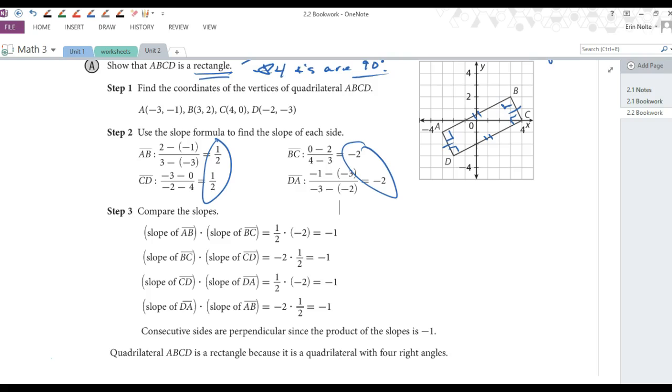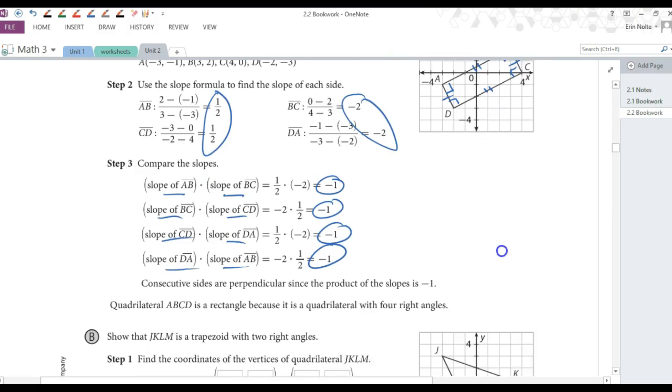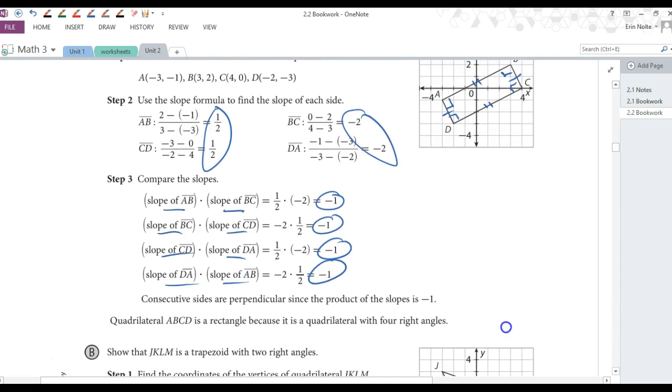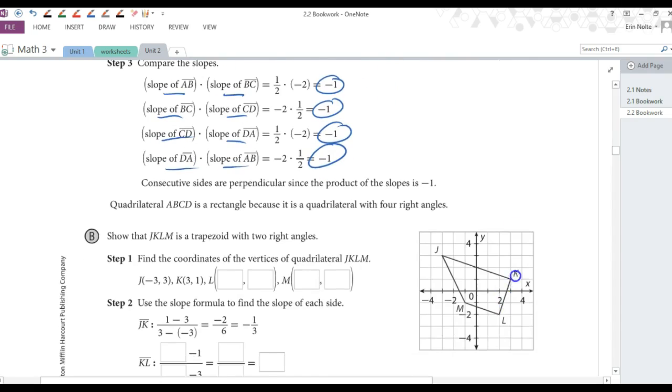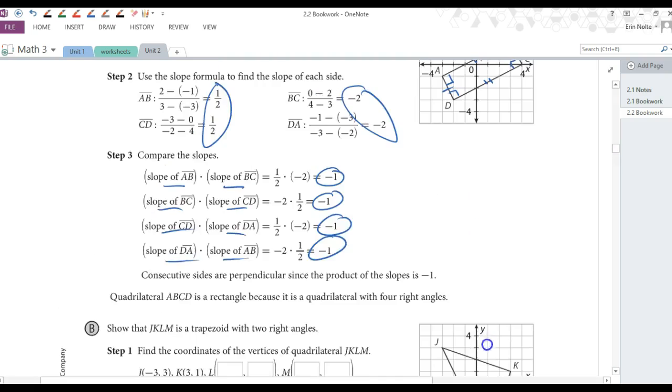Now once we get to that point, step 2 is proving that they're perpendicular to each other. They say the slope of AB times the slope of BC, so you multiply 1/2 times -2. If you get -1, then those two lines are perpendicular. It goes through all 4 angles and proves that all 4 angles are in fact perpendicular. Those are the steps you need in order to prove that a shape is a rectangle.